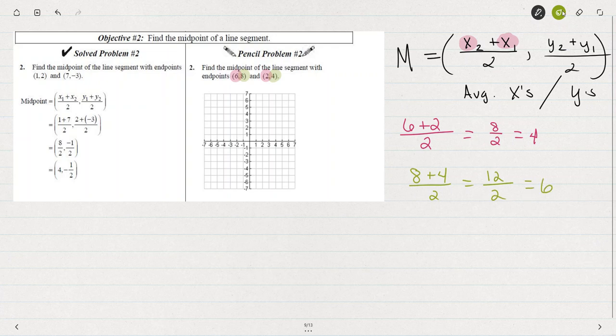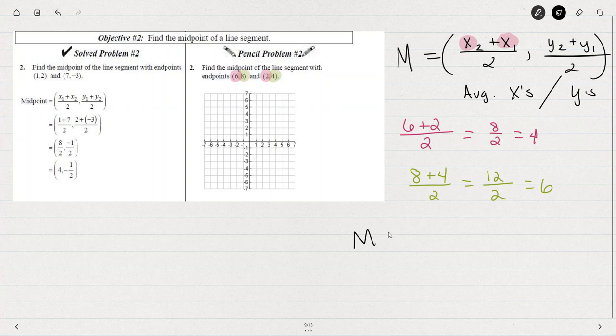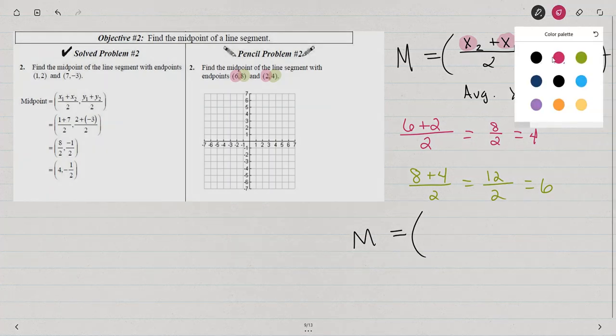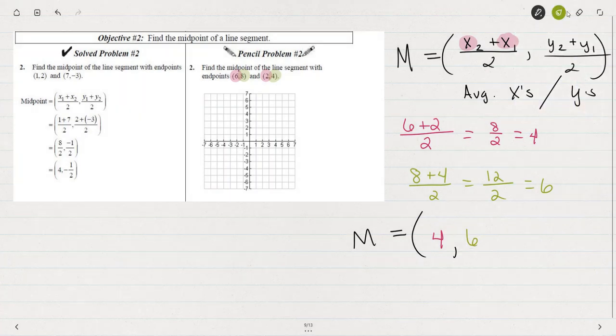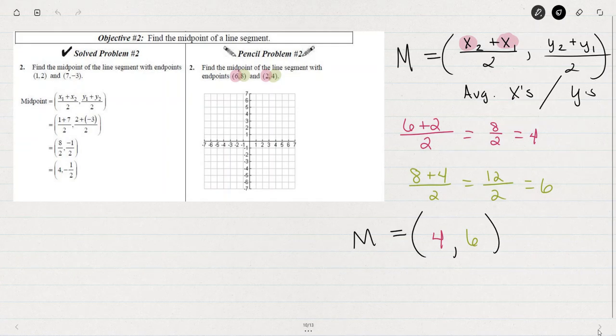So it looks like our midpoint is this ordered pair 4, 6. The ordered pair 4, 6. And it'd look like this. There's an example of the midpoint. I hope that helps you.